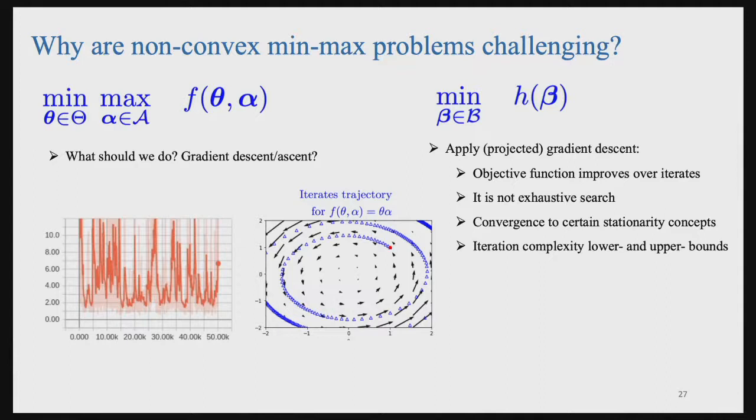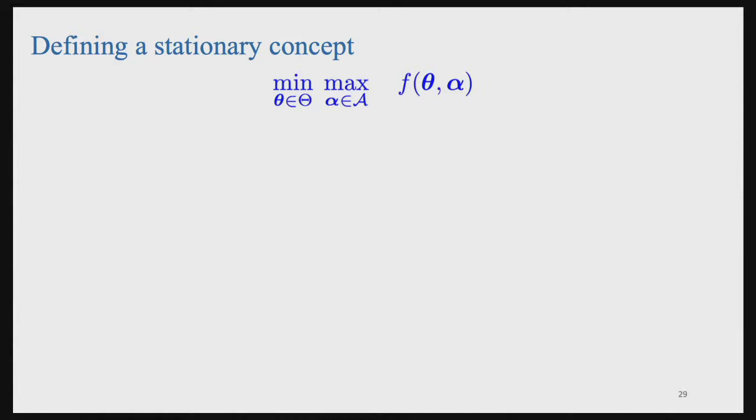Now, it's not even clear what we should hope to compute. What is computable theoretically, meaning that you can compute it in polynomial time, and what is not computable? So let's start by defining the concept that we hope we can compute.